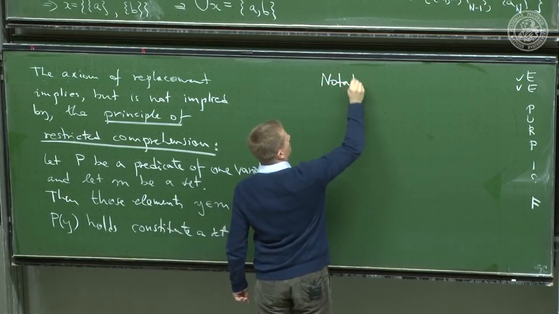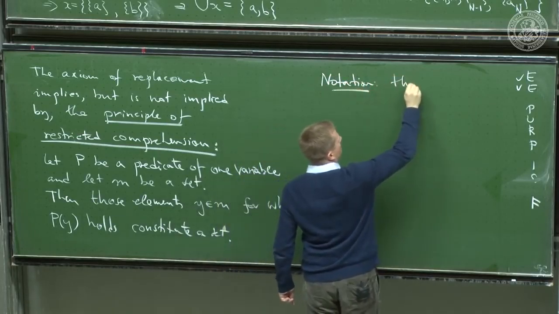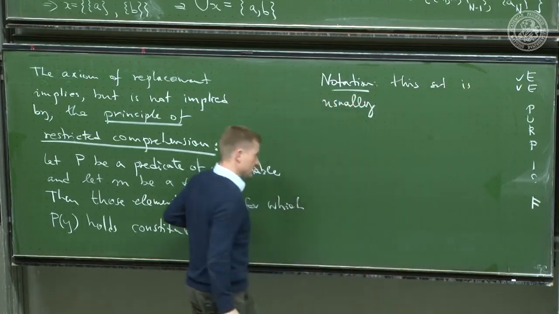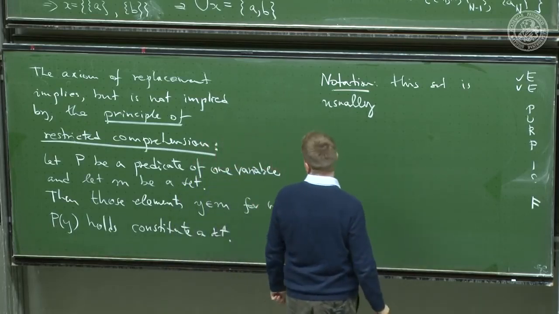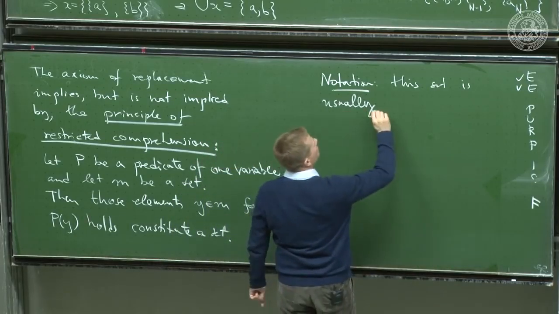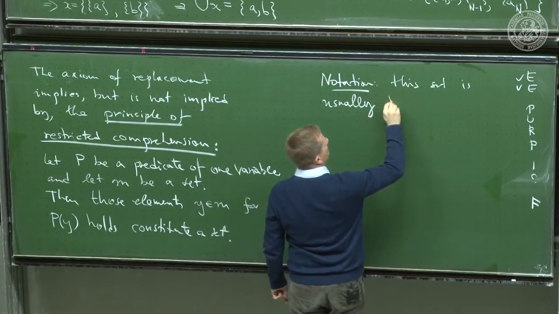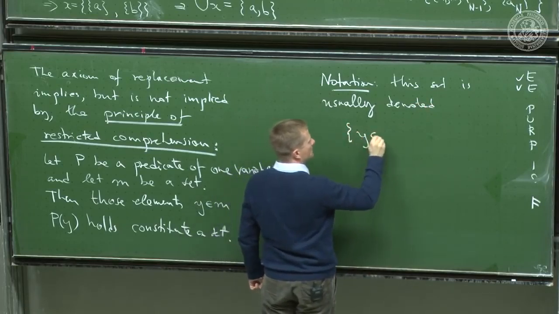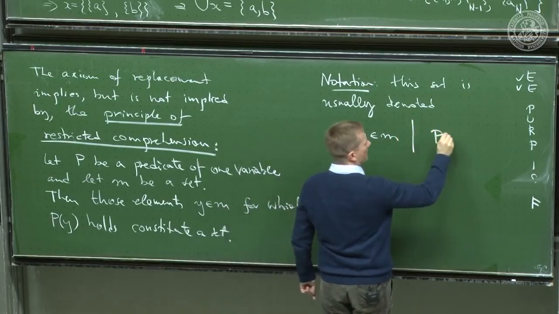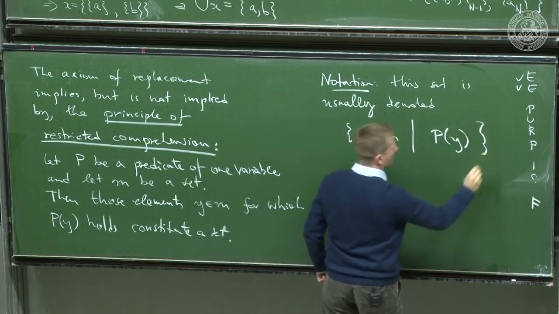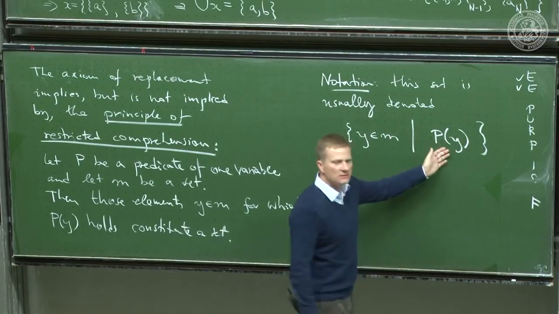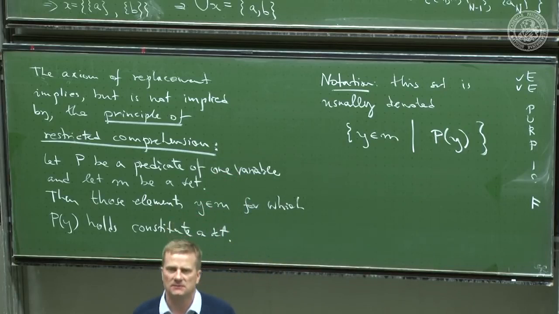Notation. This set, whose existence is guaranteed by the principle of restricted comprehension, which follows from the axiom of replacement, is usually denoted the set that contains those y in M for which P of y holds. Right? And you saw this before. You do this all the time. You say, select those elements for which a certain condition applies. Standard stuff.